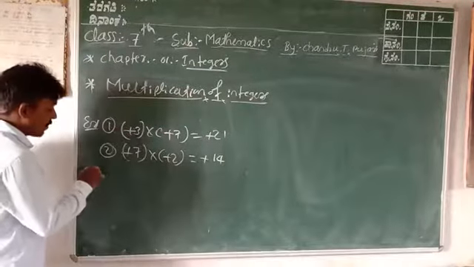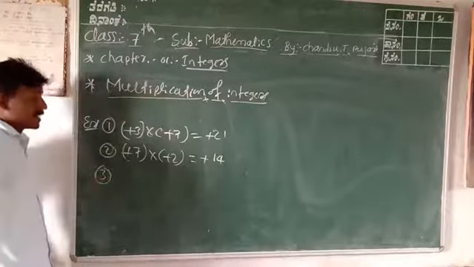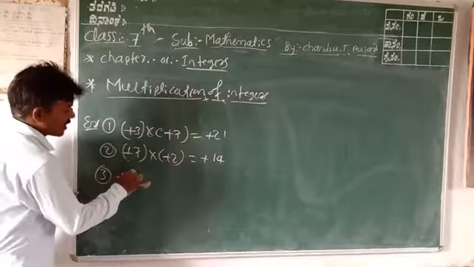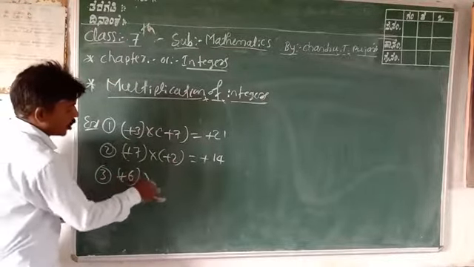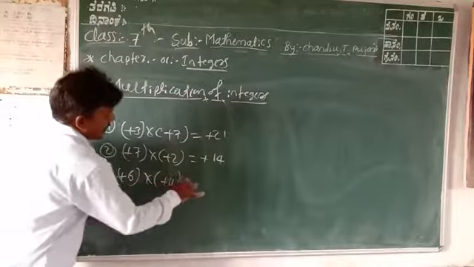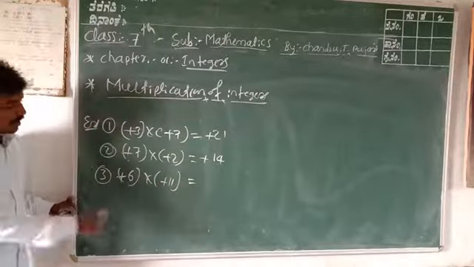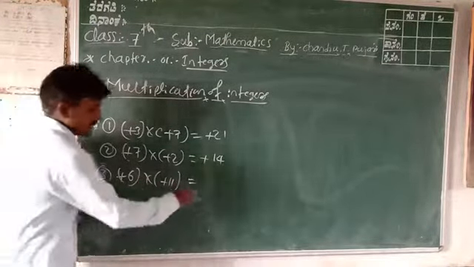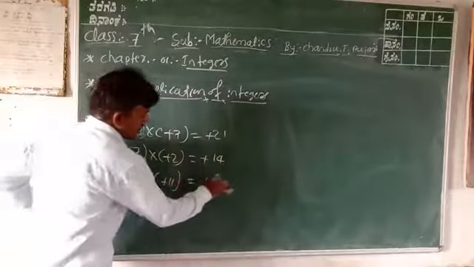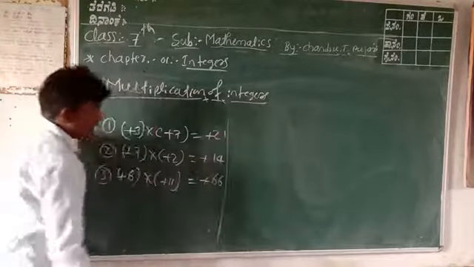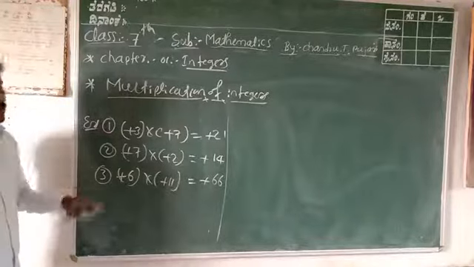Example number 3 is again the same, positive numbers: plus 6 into plus 11 is the multiplication. Plus into plus is plus, 6 11s are 66. Got it? This is only positive integers.